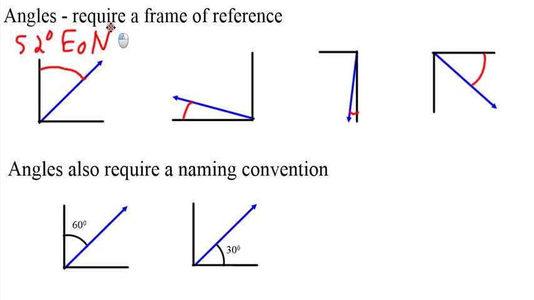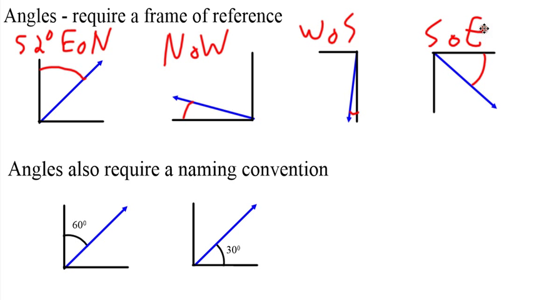If we look at this one over here, we can see that we are being measured from the west and we're going north of west, so this would be north of west. Here we are measuring from south and we were measuring west from south, so this would be west of south. And here we are measuring from the east and we're going south, so this would be south of east.